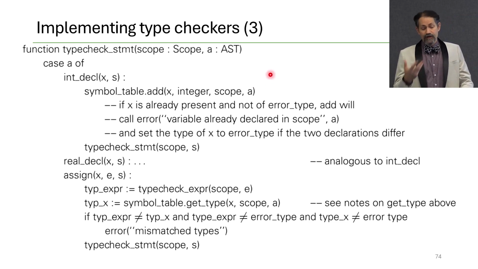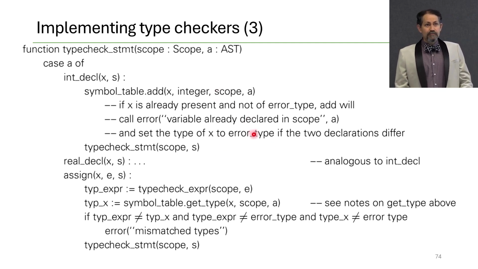If x happens to be already present in the scope and it isn't of the error type, then this add message will set the type to error type, and it will call an error that says the variable is already declared in the scope. It will set the type to error type only if the two different declarations differ, but we'll report an error, of course, either way.